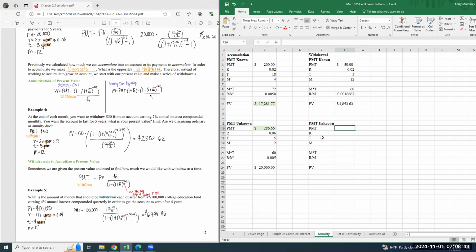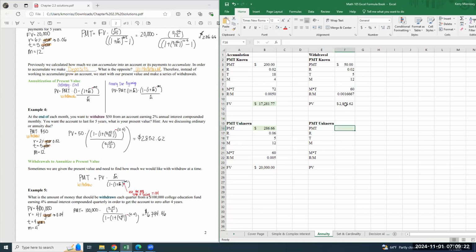Let's have you try it one more time now with withdrawing given an unknown payment. So we have a present value in mind, and we want to know how much can I take away from it. So what payments would it be to get the account to perhaps 0 or a particular number we have in mind. So it says, what is the amount of money that should be withdrawn each quarter from a $100,000 college education fund, earning 4% annual interest compounded monthly or quarterly in order to get the account to 0 after 4 years?